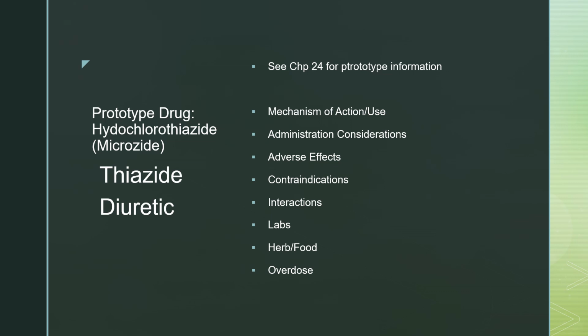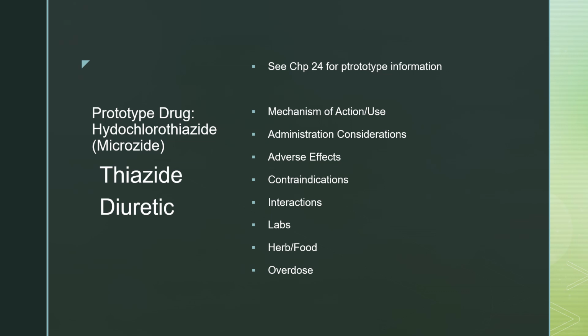For clients on HCTZ, this medication can increase the risk of renal toxicity from NSAIDs, so please do a thorough medication history and ask about over-the-counter medications. If they're on a steroid as well, this could increase potassium loss. And we always need to be mindful if we're on thiazide diuretics in combination with digoxin. Lab tests you want to monitor for, again, are glucose, cholesterol, triglycerides, calcium levels, magnesium, potassium, and sodium.